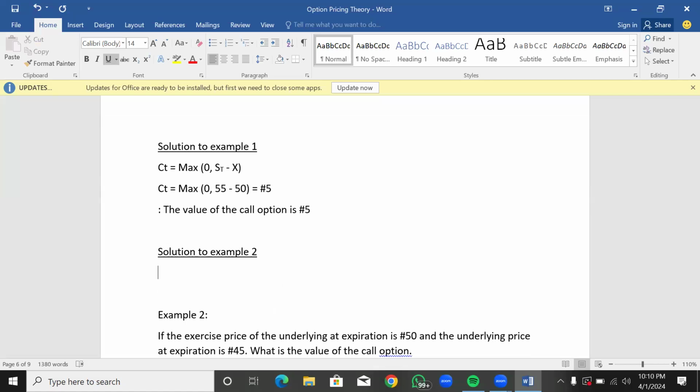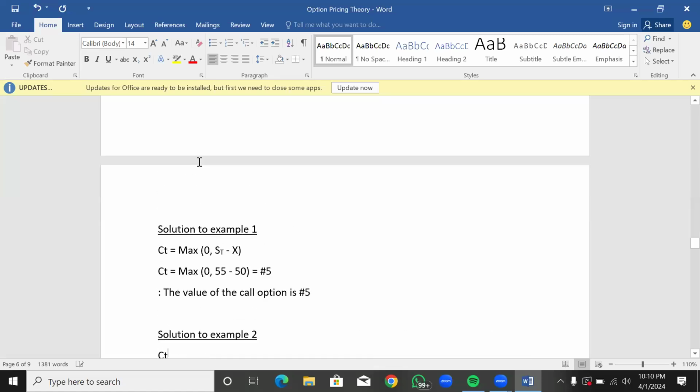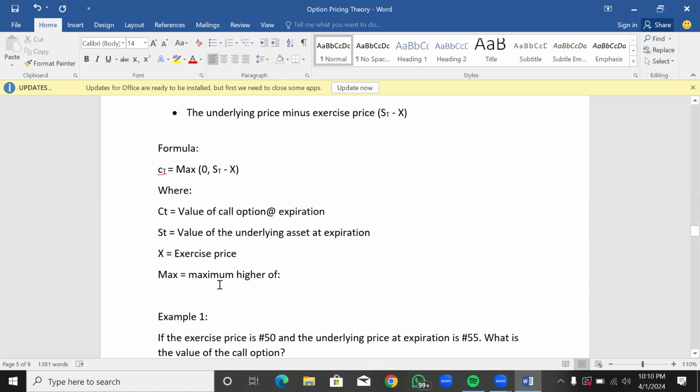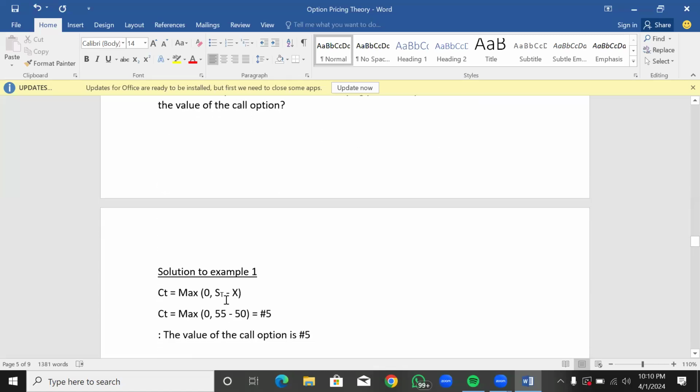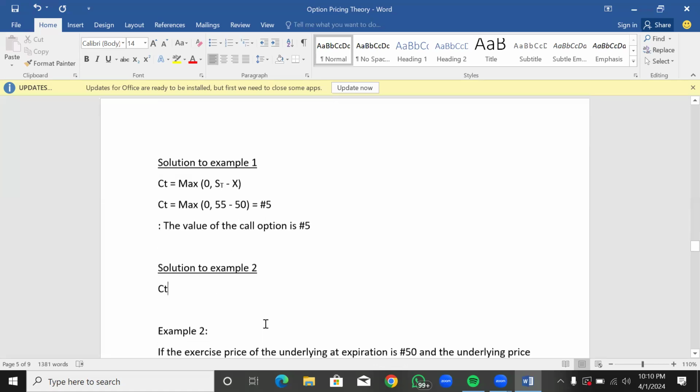You don't understand? The formula is CT, which is your call option, equals maximum, which is the higher of 0 or the difference between your stock price and your exercise price. You look for whichever is greater between 0 and the difference between these two. The difference is 5 and 0, so obviously 5 is greater than 0. That's why we picked 5 as the value of our option.